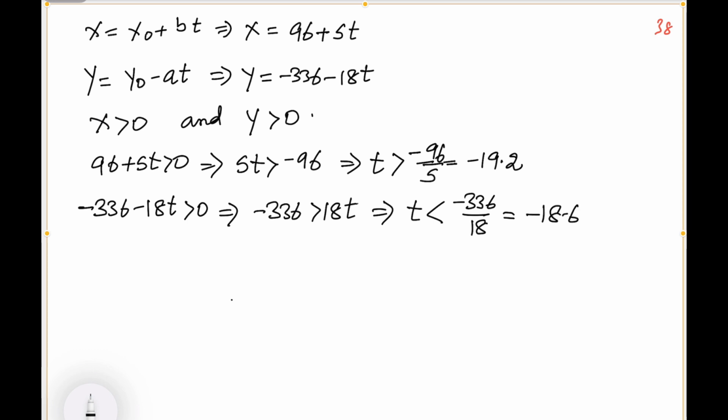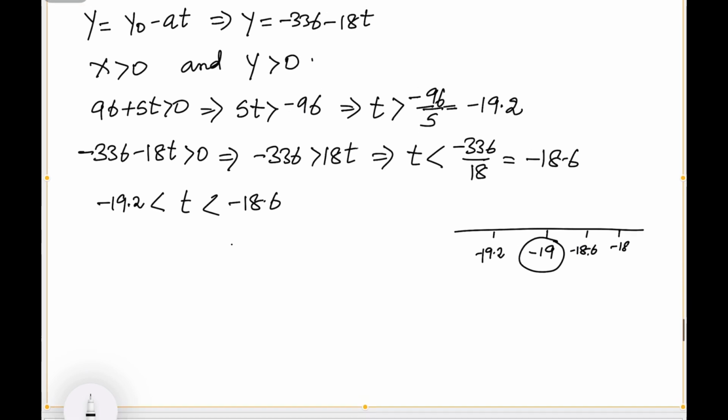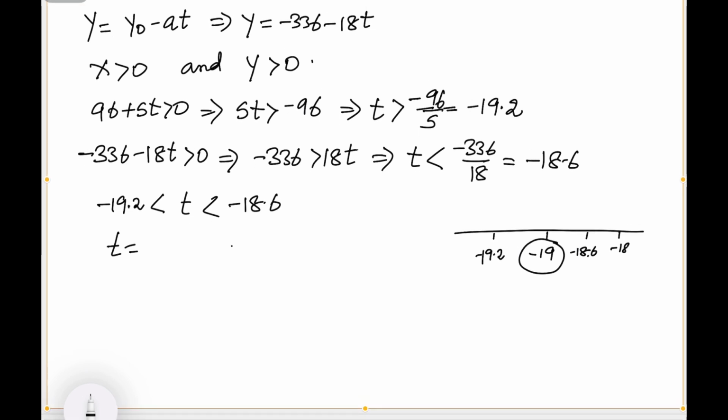So let's see on the number line how many values lie between these. Now let's see, this is minus 18, this is minus 18.6, this is minus 19, minus 19.2, and so on. So we can easily see there is only one value which lies between these. So here t is greater than minus 19.2 and less than minus 18.6, and the only value that lies between these is t equal to minus 19.